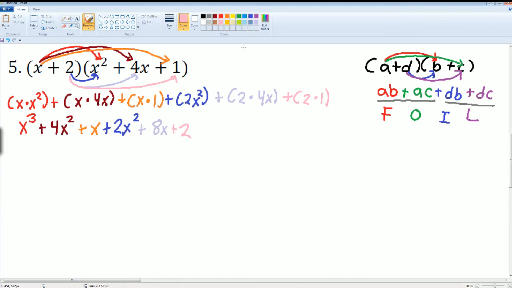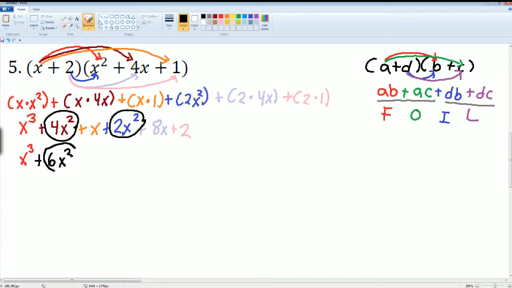Okay. Let's see, are there any like terms we can combine? Let's see. x cubed? Nope, there's no other x cubed. But there is this: the 4x squared and the 2x squared. That does combine. So let me just rewrite x to the third. Then I'm going to add, okay, 4x squared plus 2x squared becomes 6x squared, right?